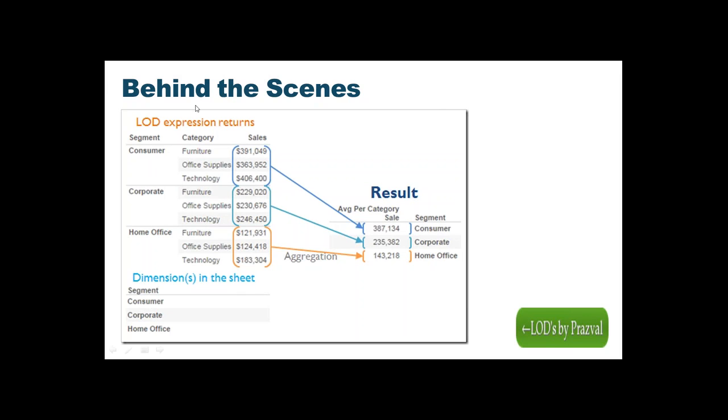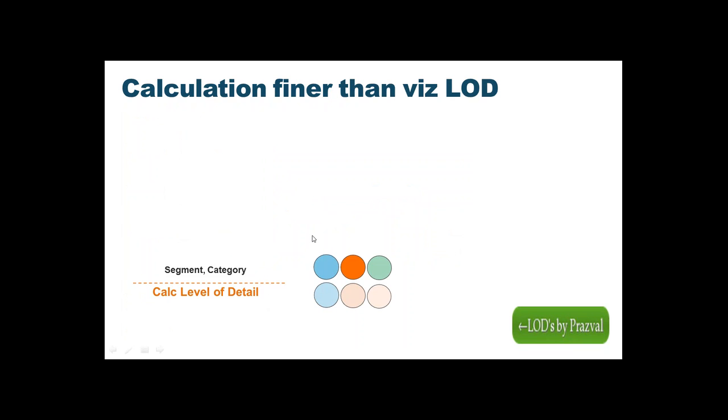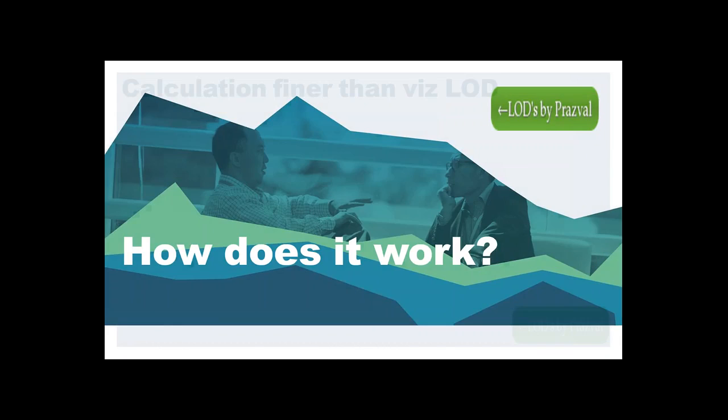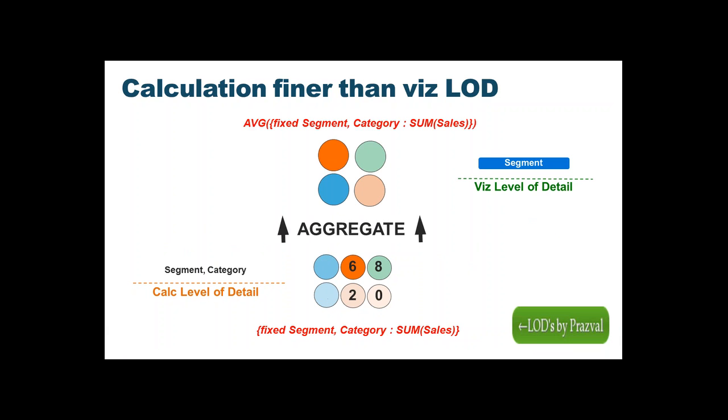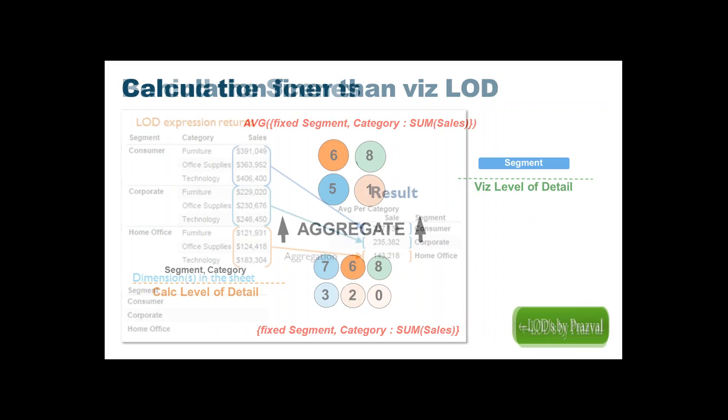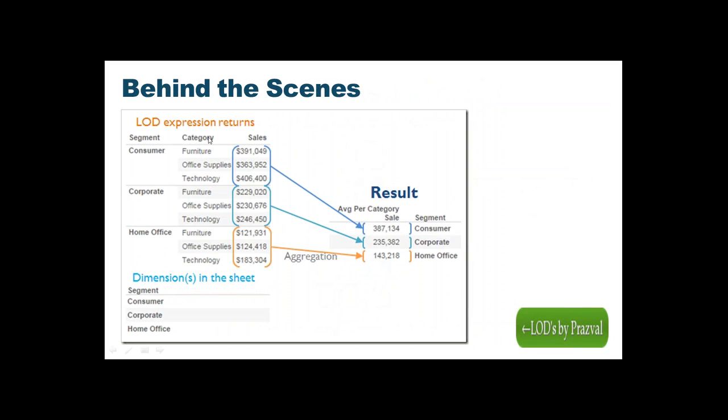Behind the scenes, the LOD expression will calculate like this. If you take this expression, fixed segment category sum of sales, behind the scenes the LOD expression computes segment-wise, category-wise, whereas in the view I'm having only segment. So if we take the aggregation as average, Tableau will take the average of these three values and place an average here. So we'll see the end result like this.